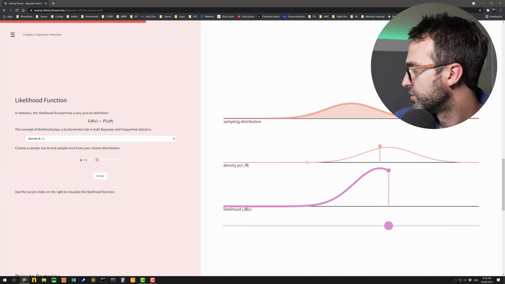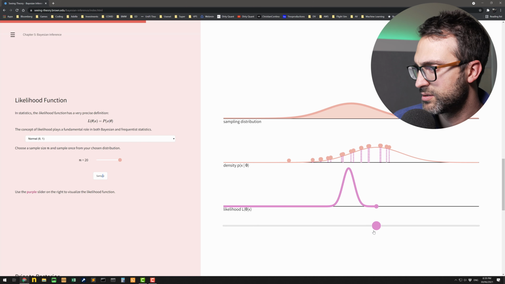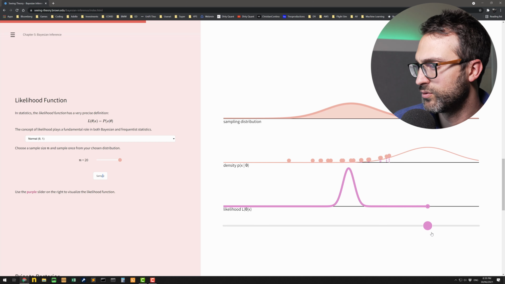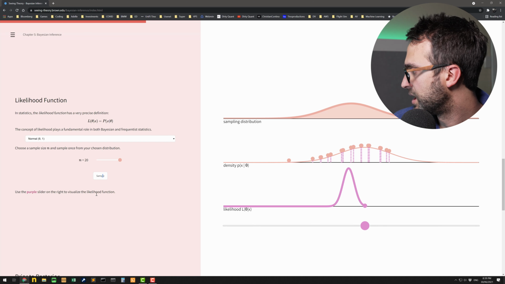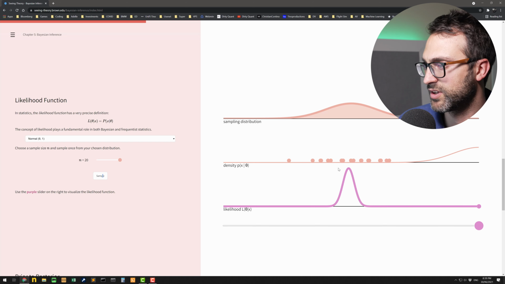What if we do loads? Sample loads. Okay, that's my density. Where does my maximum likelihood sit? What's my average? Beautiful. Now this is really nice. That's my likelihood function. So essentially we want to maximize it around there.